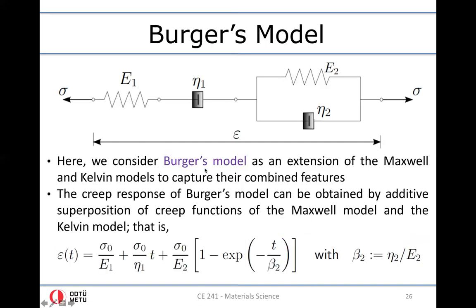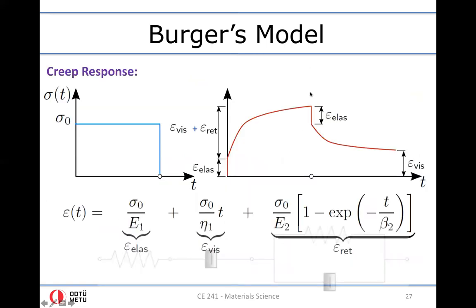And when you consider Burgers' model as a combination of these two, and especially the creep response of Burgers' model, we can combine the creep response of these two materials. So the creep response of Burgers' model can be expressed as the creep response of the Maxwell model plus that of the Kelvin model. In the expression at the bottom, the first two terms on the right-hand side represent the creep response of the Maxwell model, remember, linear, and the instantaneous elastic. And the exponential one is due to the Kelvin model.